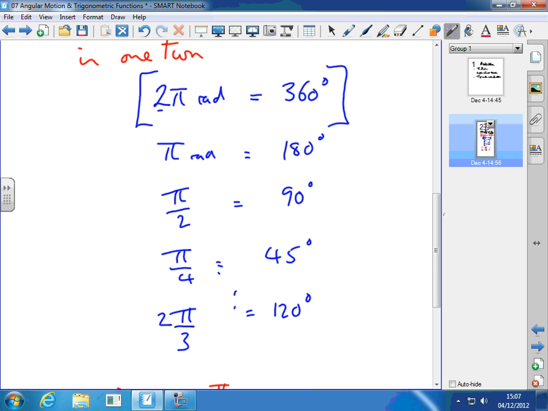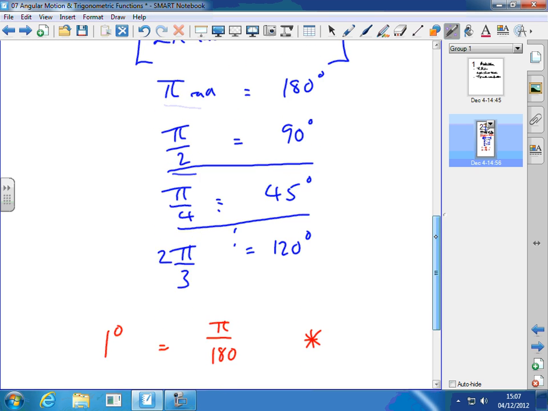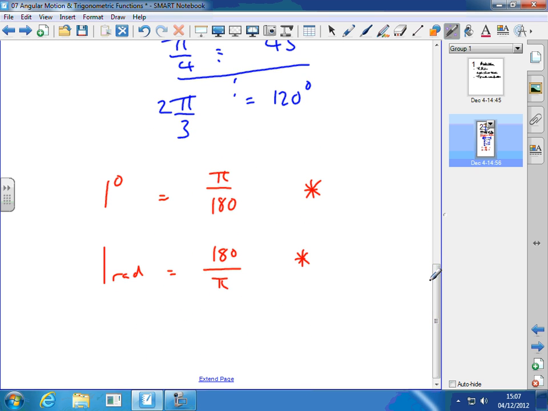That's all you really need to remember, that 2 pi radians is 360 degrees, because then you can say, okay, pi is 180, pi over 2 is 90. These are common ones people remember. Pi over 4 is 45, and so on. And once we've got that pi is 180, we can easily work out, therefore, 1 degree must be pi over 180, and 1 radian must be 180 over pi. So we can then convert.